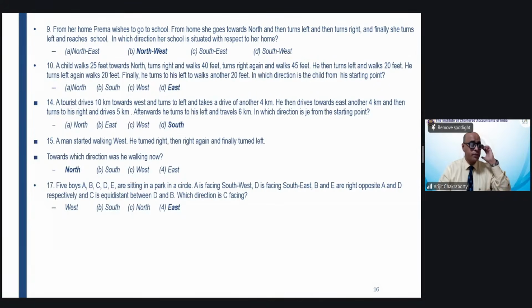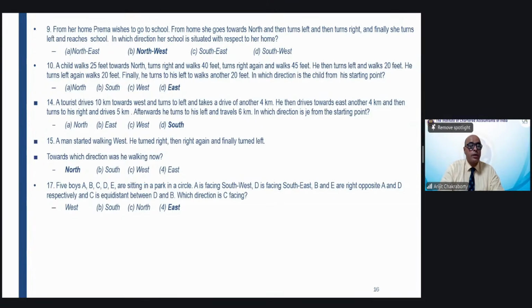So in ordinal directions, we have 5 boys sitting. A is facing southwest. Let's go, south and west. So A is facing southwest. That means A is somewhere on the right side top part of the circle. Basically, if you look at the circle, he is sitting somewhere in the first quadrant. A is facing southwest. Now we have D facing southeast. So D is on the circle's left side upper part, on the circumference, facing southeast.